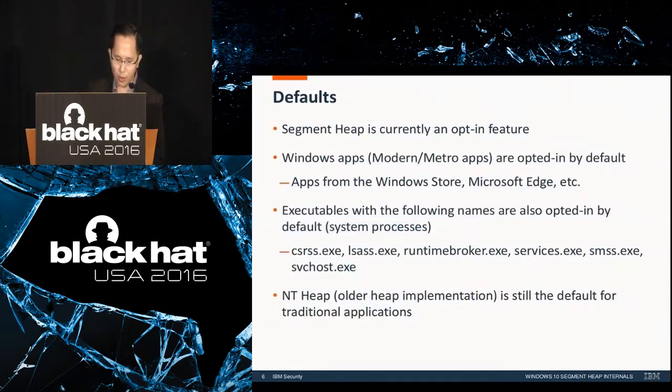So when is the segment heap enabled in a process? Currently, it is an opt-in feature. Windows apps, formerly called Modern or Metro apps, are opted in by default. This includes apps from the Windows Store and, more importantly, Microsoft Edge. Dependencies or components used by Edge that do not use a custom heap manager will use the segment heap. Additionally, executables with those listed names are also opted in by default. This encompasses the different system processes. The older heap implementation, the NT heap, is still the default for traditional Win32 applications.